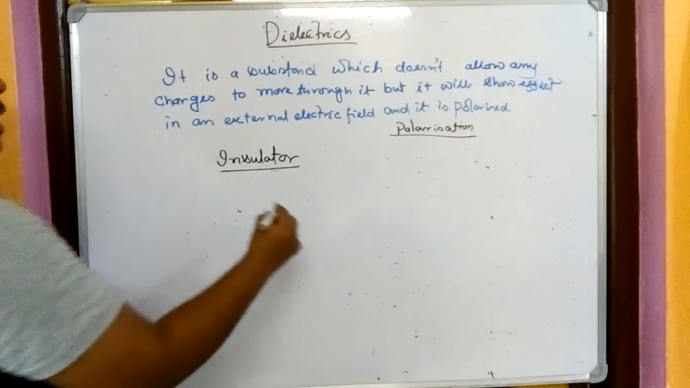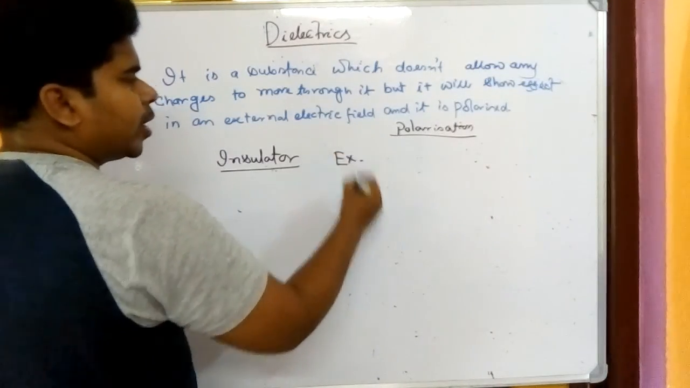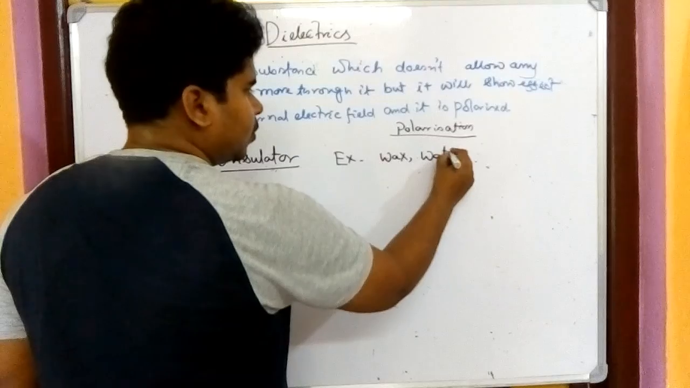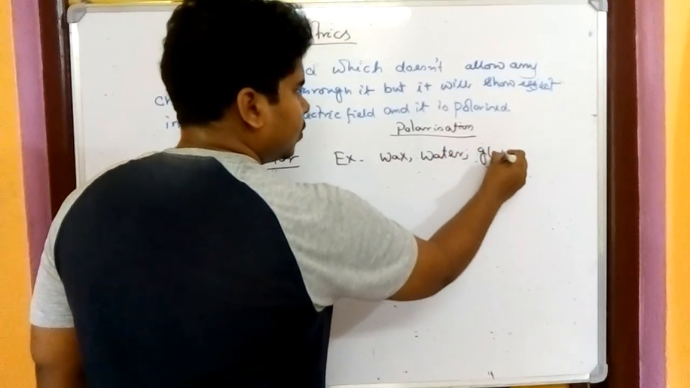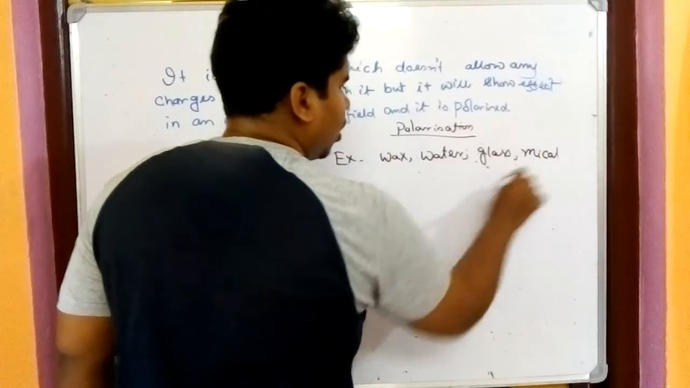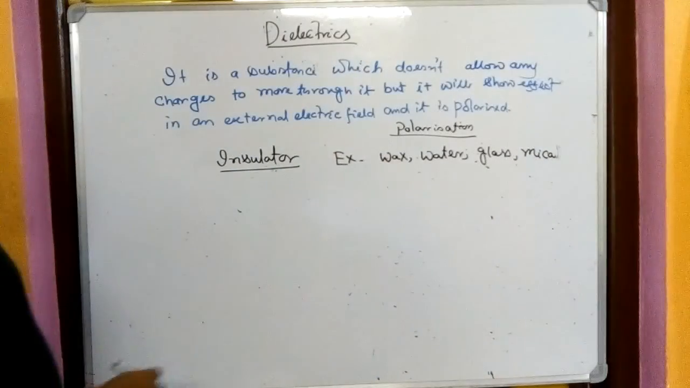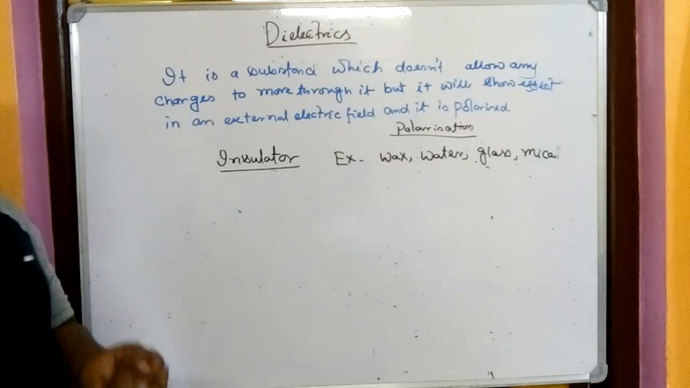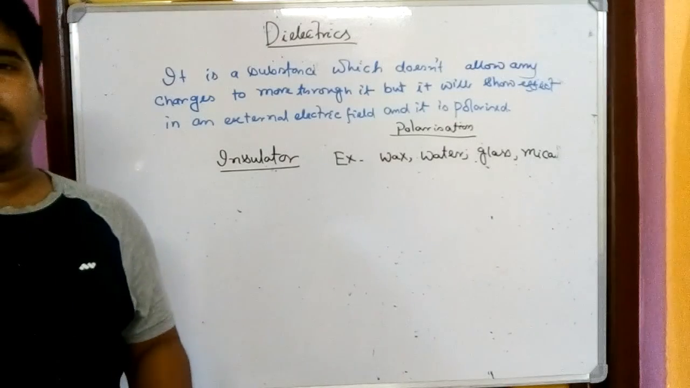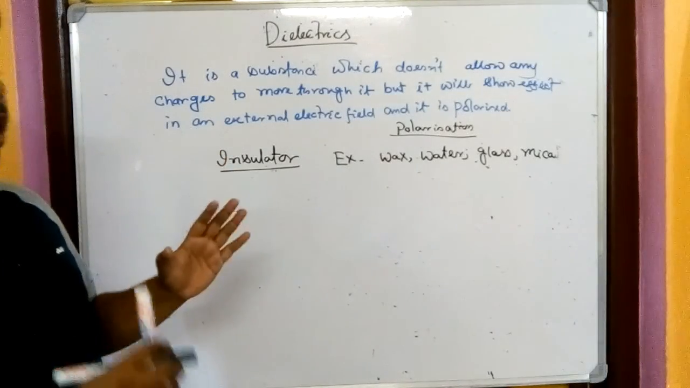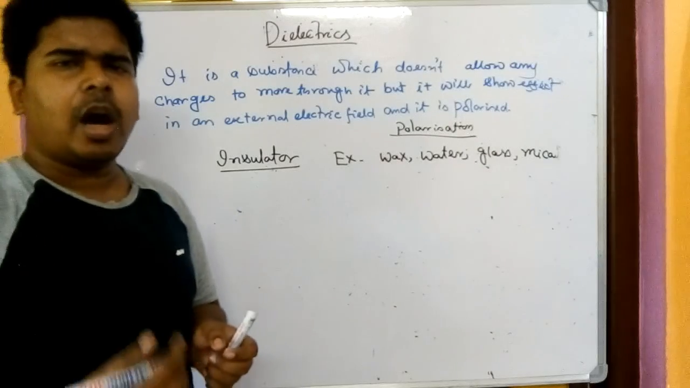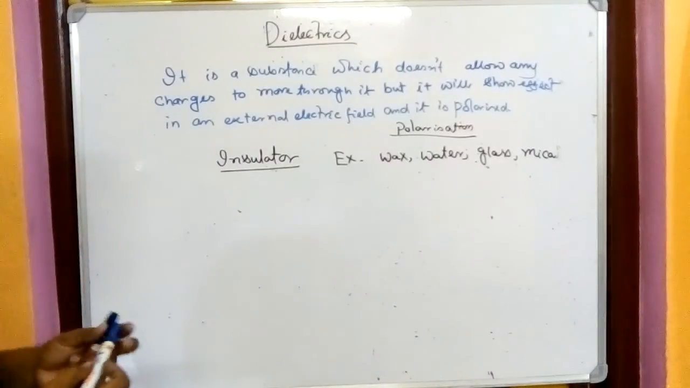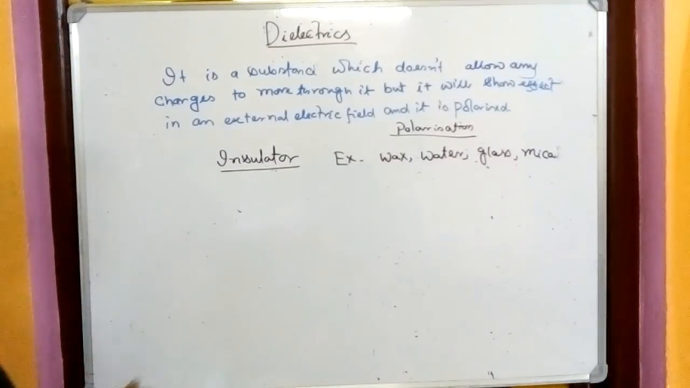If I ask you for examples of dielectrics, many examples are there, like wax, water, glass, mica. All these substances I have written here are insulators, but in an external field they behave just like a polarized substance. Why? How? Let's see. But before going on to polarization, we have to learn how many types of dielectrics there are.